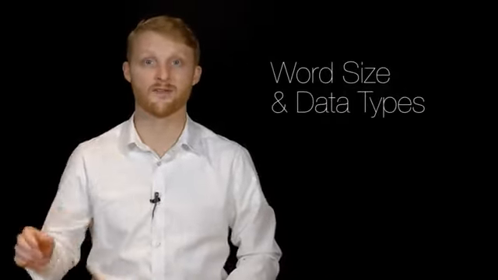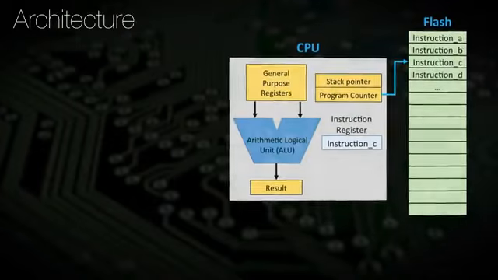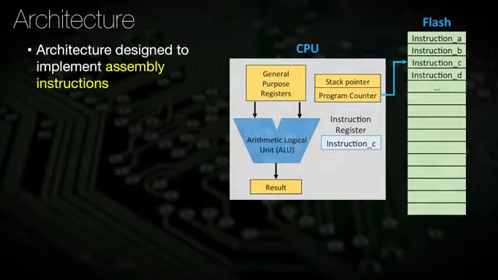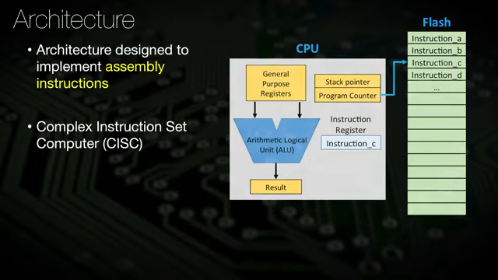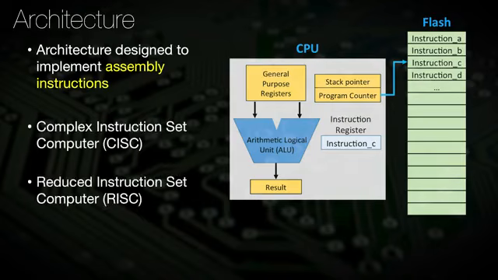In this video, we will discuss an architecture word size and the data types. An architecture is designed to implement assembly instructions. Depending on the type of architecture, these instructions can be extremely complex, like in the case of a CISC machine, or these instructions can be very simple, like in the case of a RISC machine.